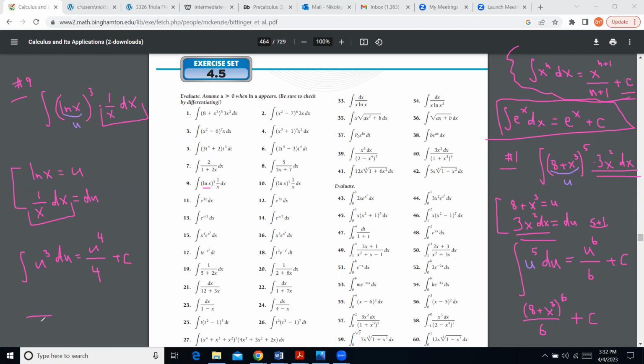So finally 4 is on the bottom. And instead of letter u, I put ln x in the parentheses. And this whole thing is raised to the power of 4. And plus the constant. So this is it. We got it. And this is nice, right? So let me do another one.